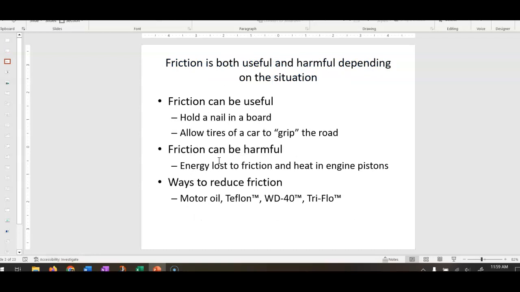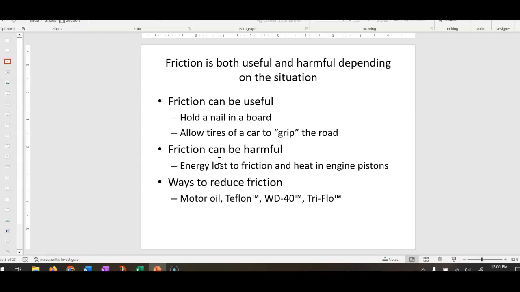And it can be both a good thing and a bad thing. So there are many ways that friction is very useful to us. For example, if you hang a picture or put a nail in a board to construct something, it's friction that holds the nail in place. Friction allows the tires of your car to grip the road so that you can make a turn at high speed and you don't slide off the road. It helps us walk so that our feet don't slip out from under us. So these are all good uses for friction.